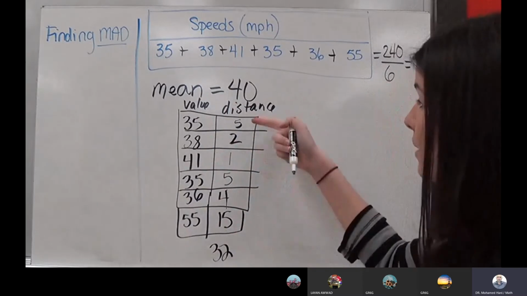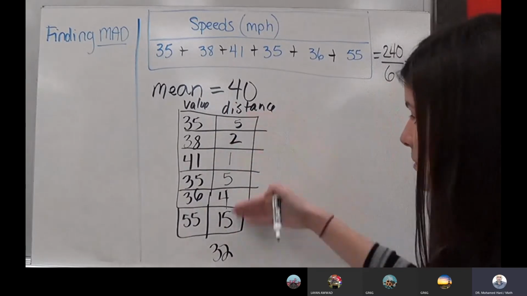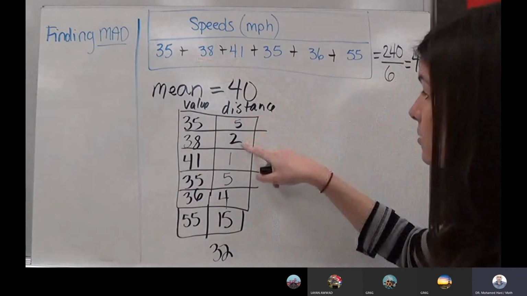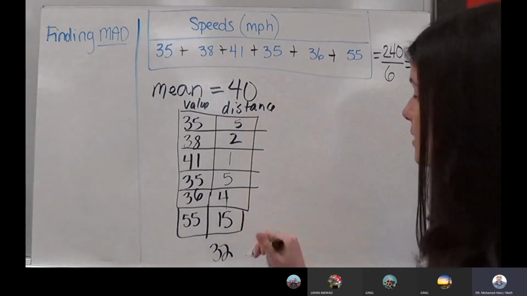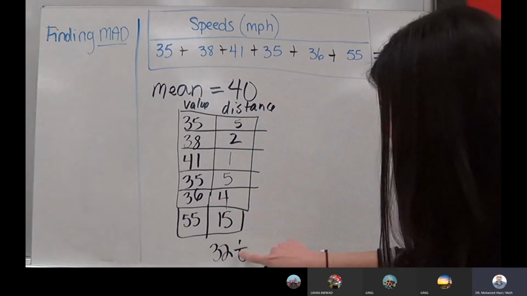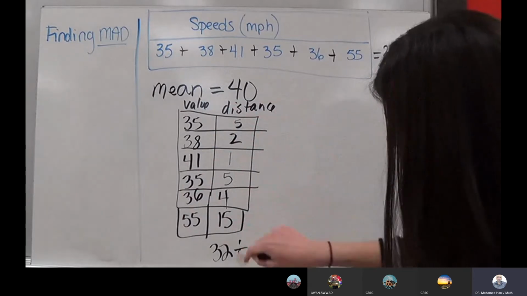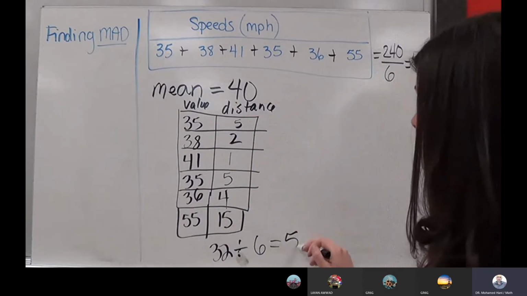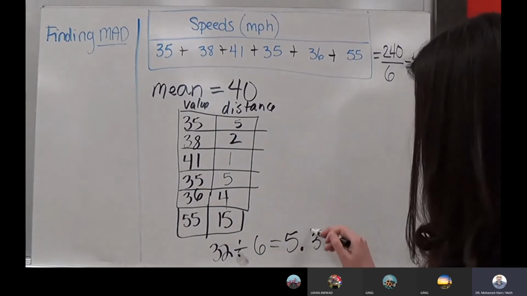And then remember, you divide by how many values there are. And there should be the same amount of distances as there are values to begin with. And there are 6, 1, 2, 3, 4, 5, 6. So we're going to divide by 6. And this equals 5 and 3 repeating.